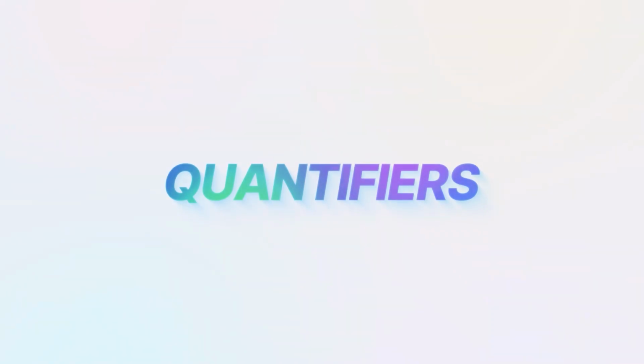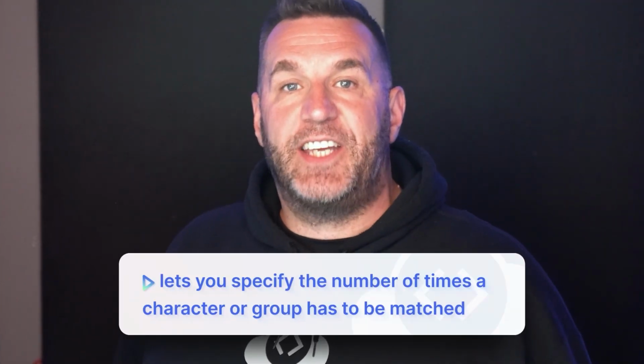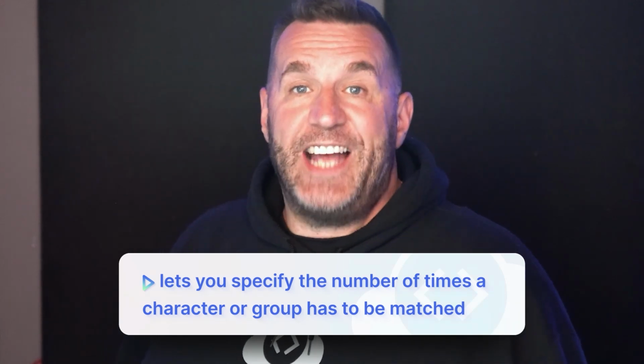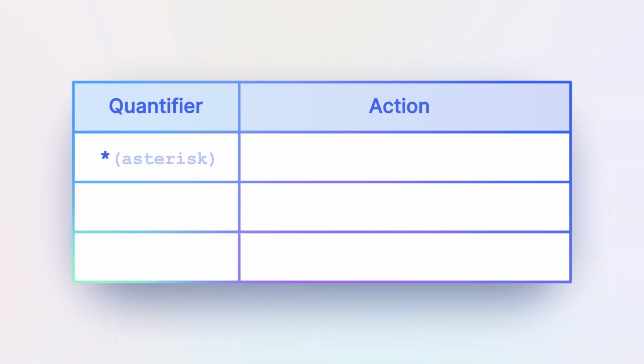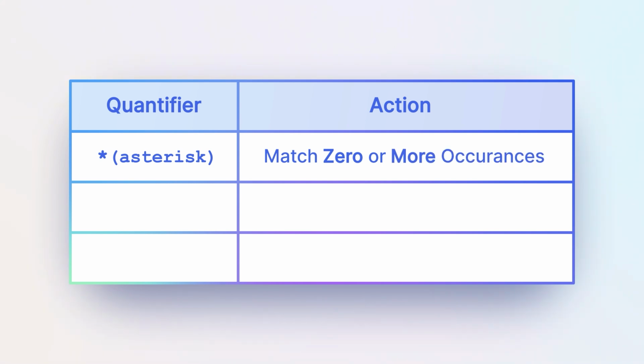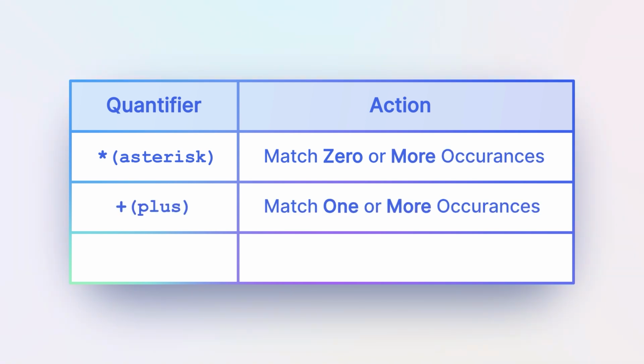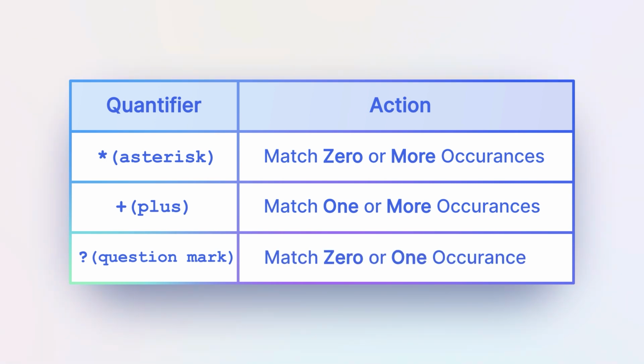Now, quantifiers are another essential part of RegEx. They allow you to specify how many times a character or group should be matched. It's like telling RegEx, hey, I want this pattern to appear exactly 3 times, or I want this pattern to appear at least once. Some of the common quantifiers include the asterisk for 0 or more occurrences, the plus sign for 1 or more occurrences, and the question mark for 0 or 1 occurrence.